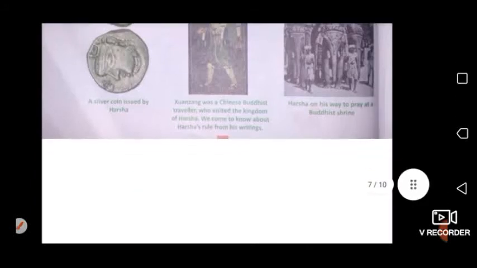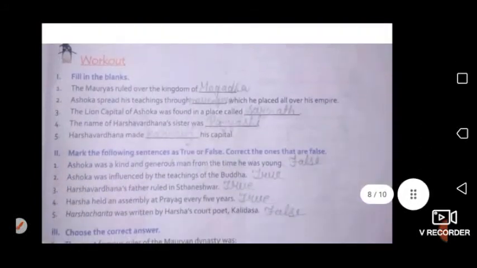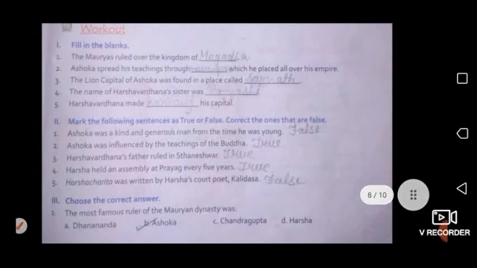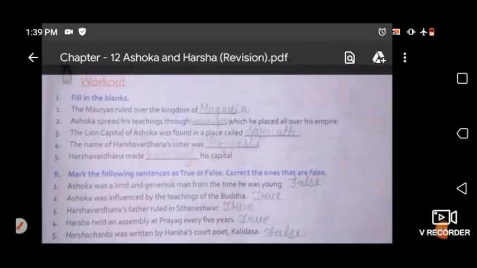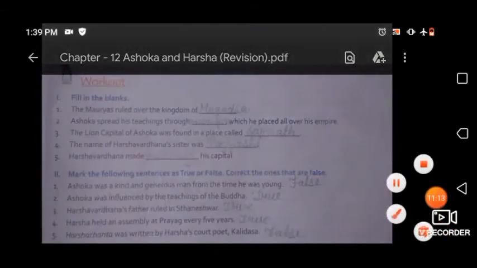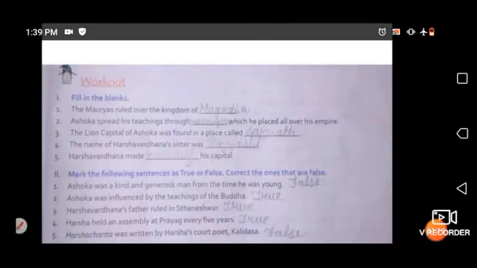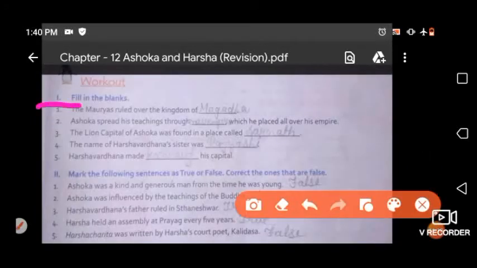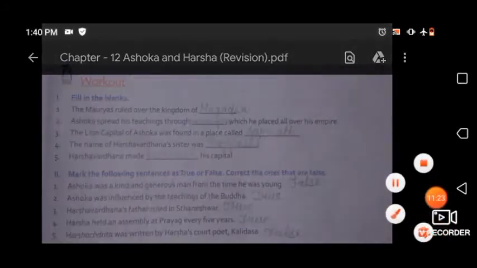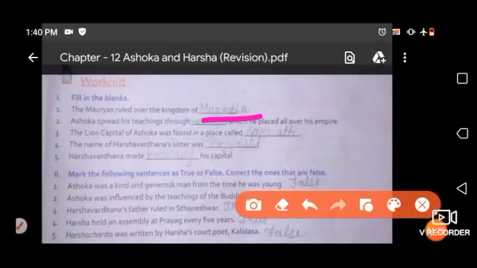Firstly we will go through the book exercises, and then we will move on to the question answers of this chapter. Exercise number 1 is fill in the blanks. Look carefully and listen to me carefully, students. If you haven't filled in your book, please fill it in right now with me. Here you have to fill in the given blanks.